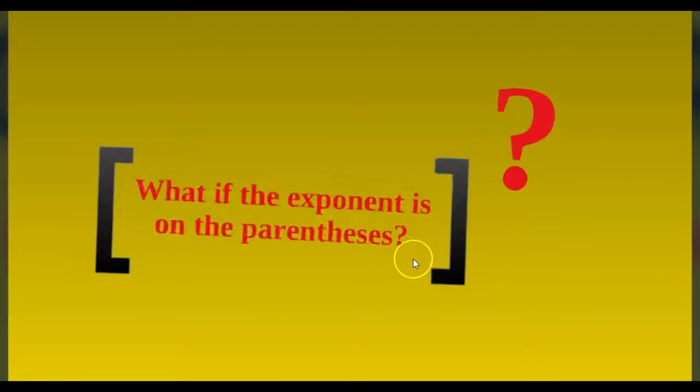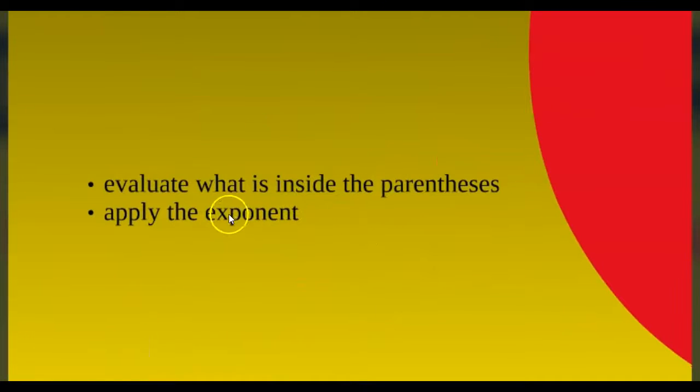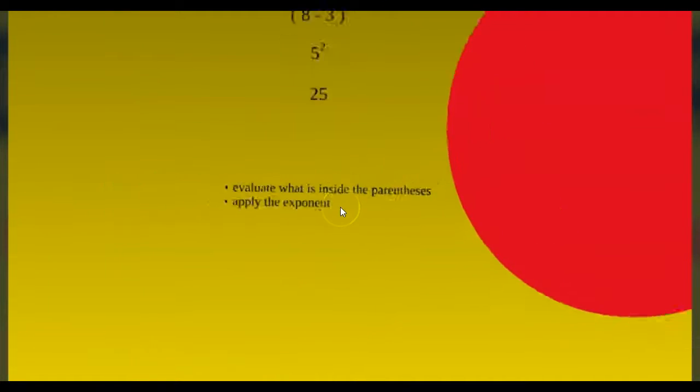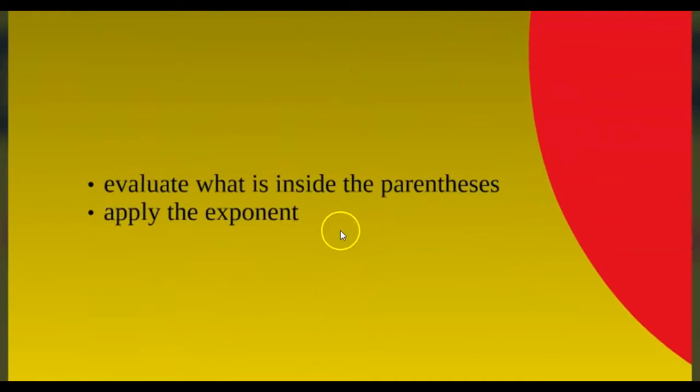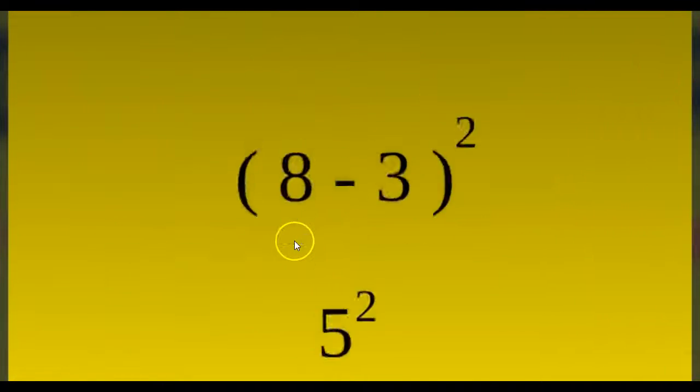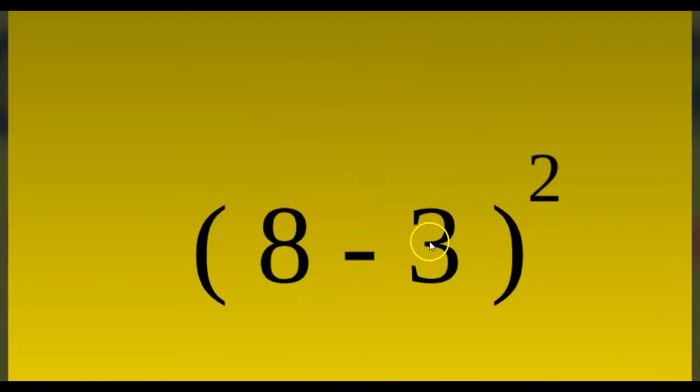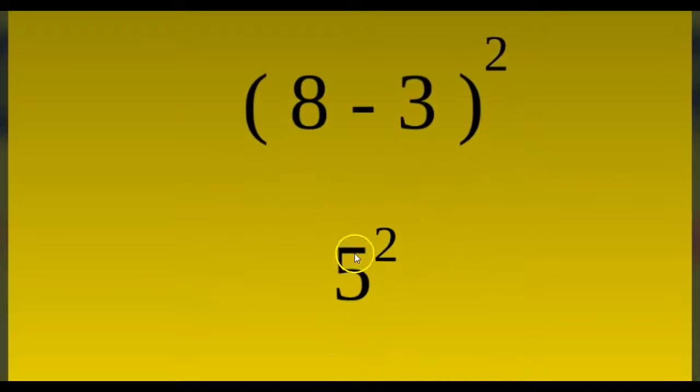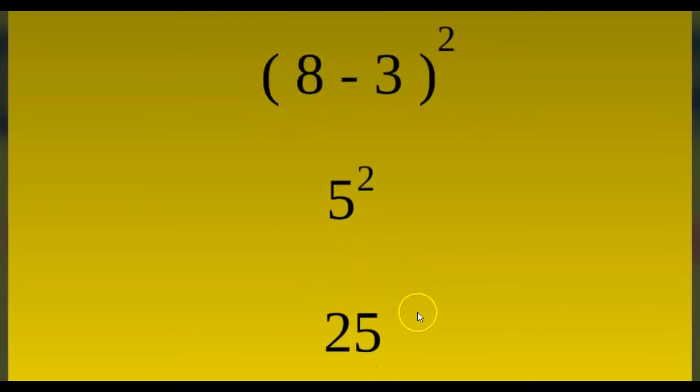What if the exponent is in the parentheses? Evaluate what is inside the parentheses first and apply the exponent. So if you have 8 minus 3 and the exponent's on the outside, well, remember PEMDAS, parentheses first. So 8 minus 3 equals 5. And then 5 squared, or 5 to the second power, equals 25.